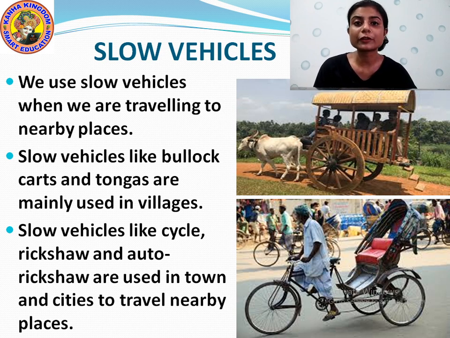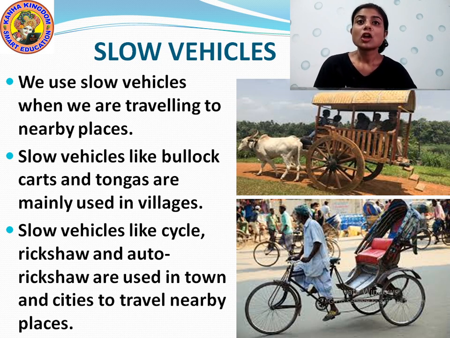Then tangas which are driven by horses, or some which are also driven by cows, oxen, buffaloes. These are some carts and tangas which are driven by animals. Okay, these are vehicles driven by animals, and they are used to move from one place to another which are nearby to us. That means these places are not far. And where do you find these vehicles? These vehicles are found mostly in villages. In villages you will find these types of vehicles.